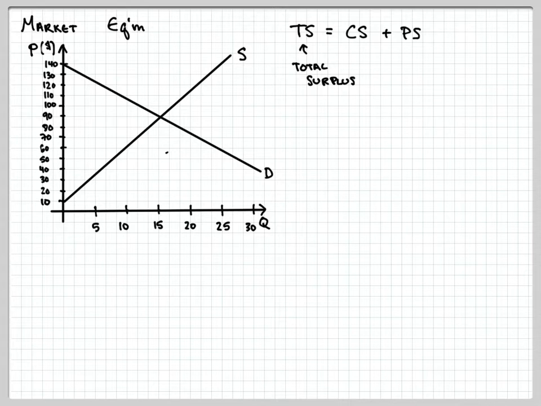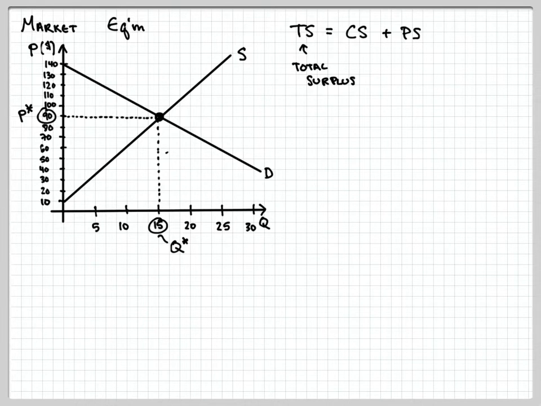So here we have a market. We have our supply and demand curve. We have our price and our quantities. And we know our market equilibrium is right here at a price of 90 and a quantity of 15. So here is our equilibrium quantity, and here is our equilibrium price. Now, we also know what the producer and consumer surpluses are.